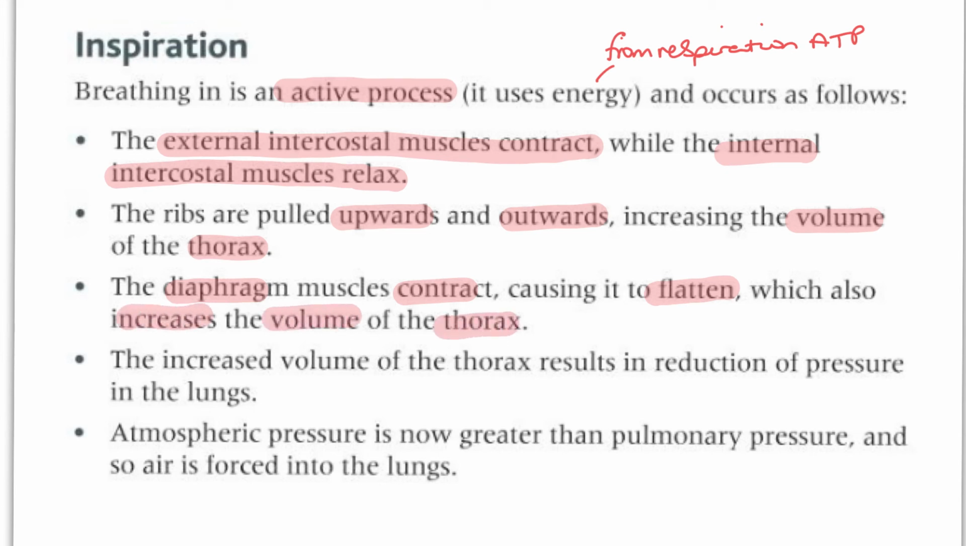The increased volume of the thorax results in a reduction of pressure. This is Boyle's law. An increase in volume will decrease the pressure, and a decrease in volume will increase the pressure. Now, what you've done there is you have created a pressure gradient. So now the atmospheric pressure is greater than pulmonary pressure, and air is forced into the lungs. We draw air into our lungs down the pressure gradient.